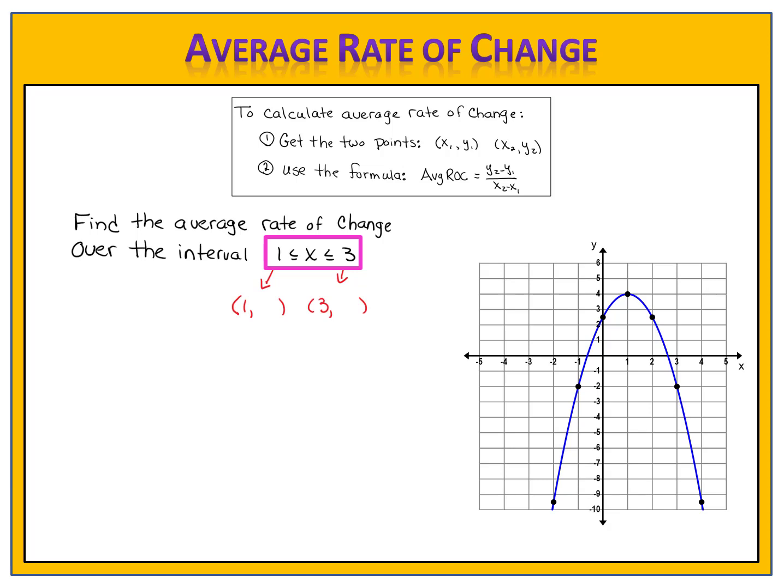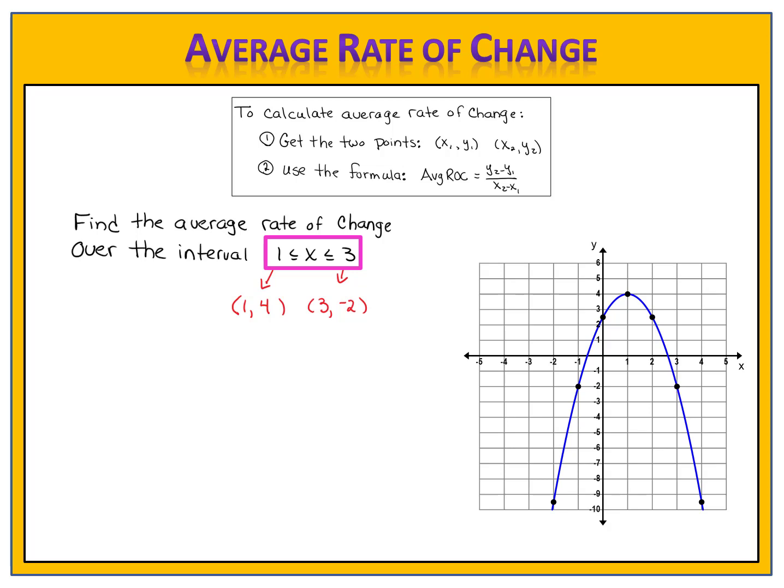We then refer to our graph to get the corresponding y values. If we go across the x-axis to the input 1 and we go up to the point on the graph, we see we have the point (1, 4). That's the first point we will use in our formula. Then we have the x value 3. If we go along the x-axis to 3 and go down to the graph, we find our point, (3, -2). That will be the second point that we'll use in our formula.